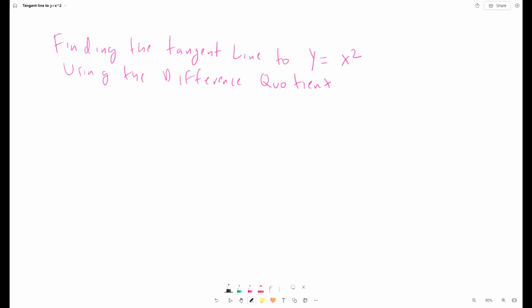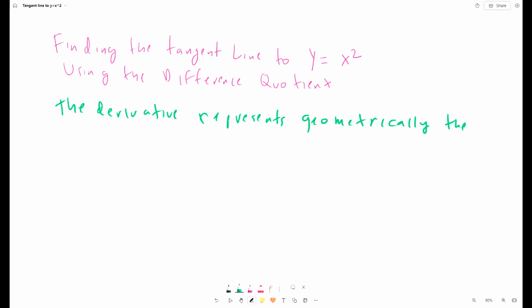So the concept of the derivative, which geometrically represents the slope of the tangent line at a point on the curve.